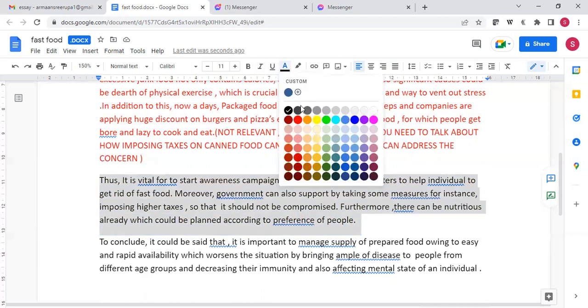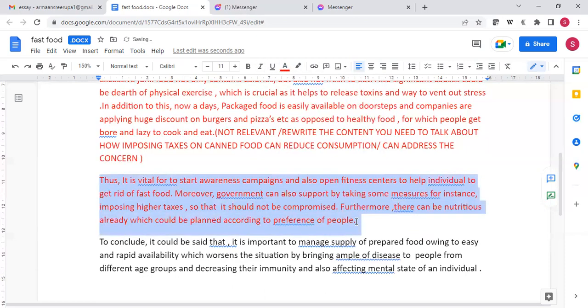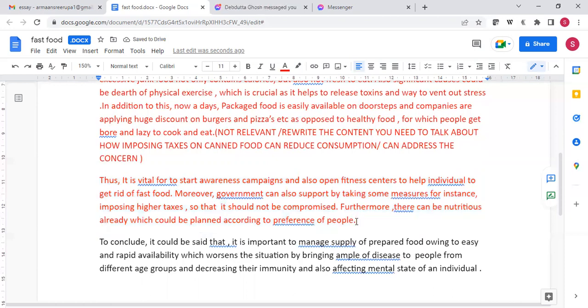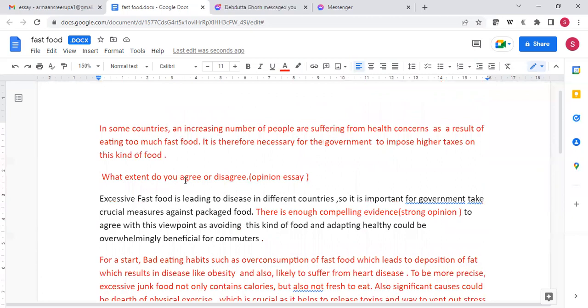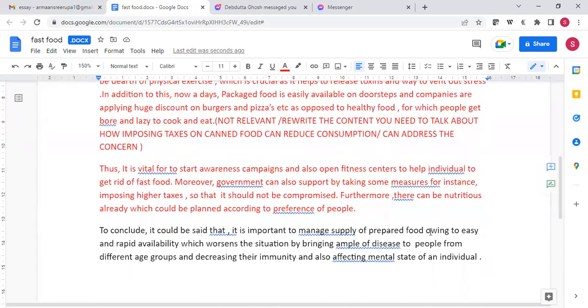Sometimes what happens is that we give a lot of content and we become generalized. What confused the aspirant is the question being in two different sentences, and so she focused more on the first part and did not emphasize much on the second part. The moment she saw that an increasing number of people are suffering from health concerns as a result of eating too much fast food, she started writing about all the adverse consequences, how it can be solved, and the steps and measures taken by the state and the nation. Clear? Okay, so ideally this entire essay has to be rewritten.